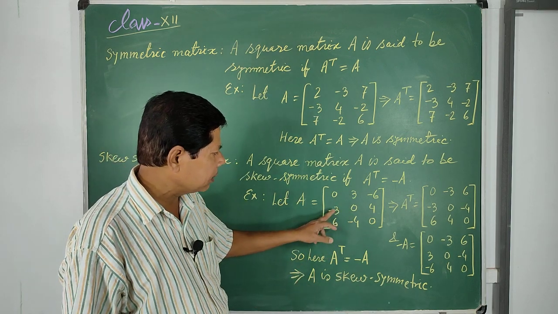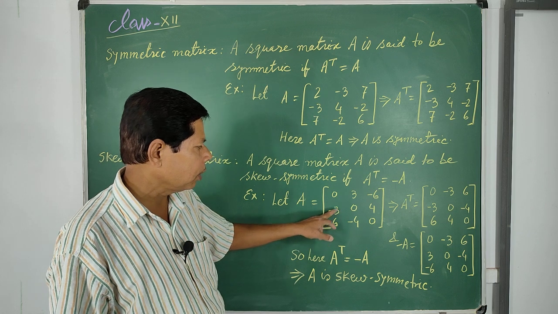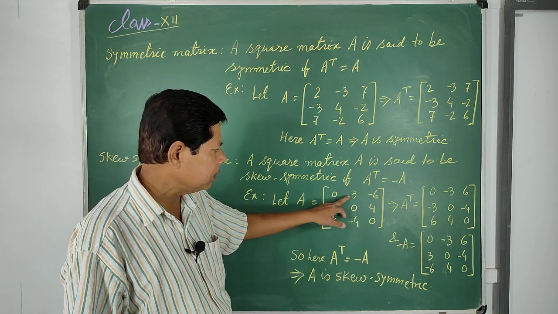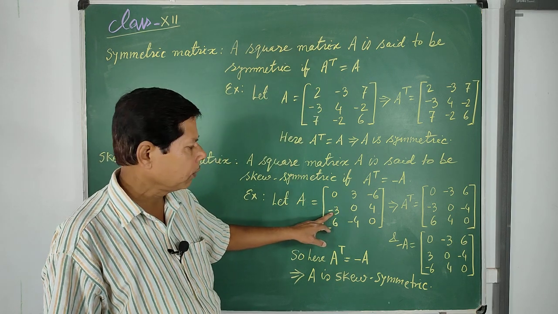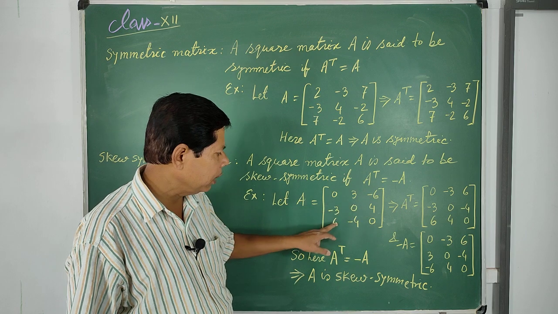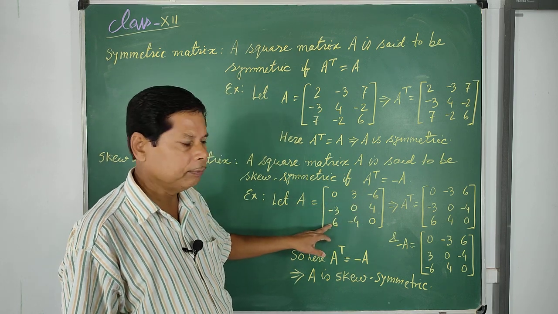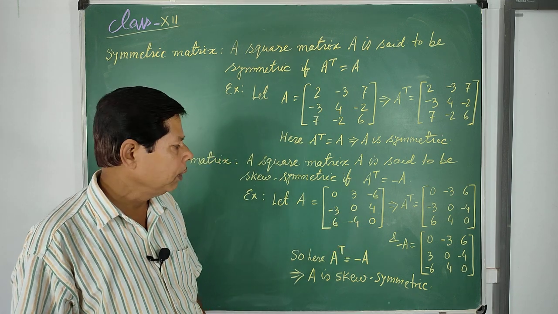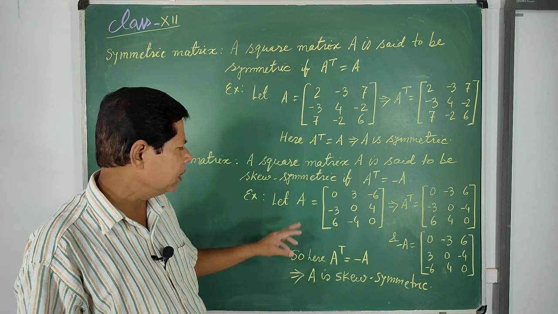This element and the second element of the first row, second element of the first column, they should be same but opposite in sign. If this is 3, this is -3. If this is -3, this should be plus 3. Likewise, these two elements should be same but opposite in sign, and these two elements should be same and opposite in sign. So here A is taken satisfying these conditions.